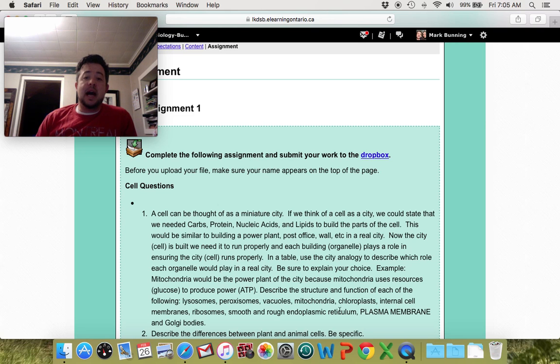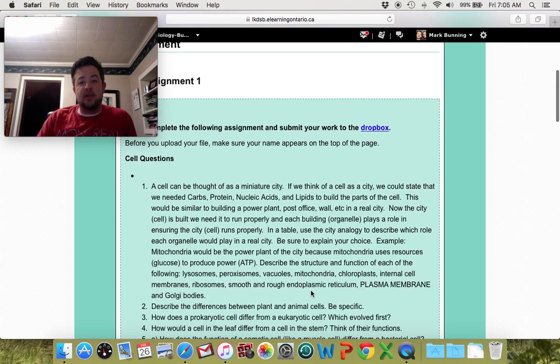Okay. Now, the only parts that you're going to need to know for the cell, because there's a lot more parts, are the ones that I have listed in here. So things like, starting here, lysosomes, peroxisomes, vacuoles, mitochondria. So you don't need to do every part of the cell. It's just these parts right here, where I'd like you to create an analogy.